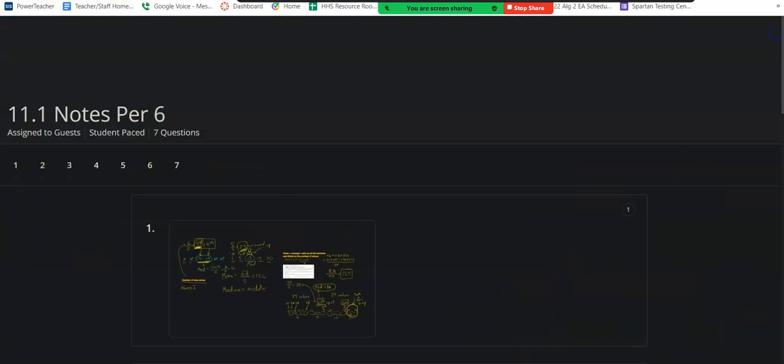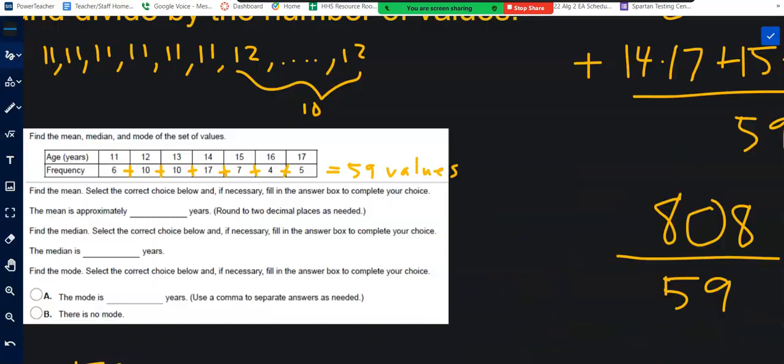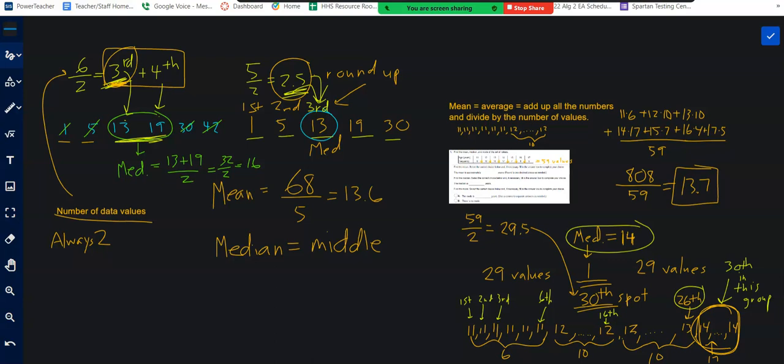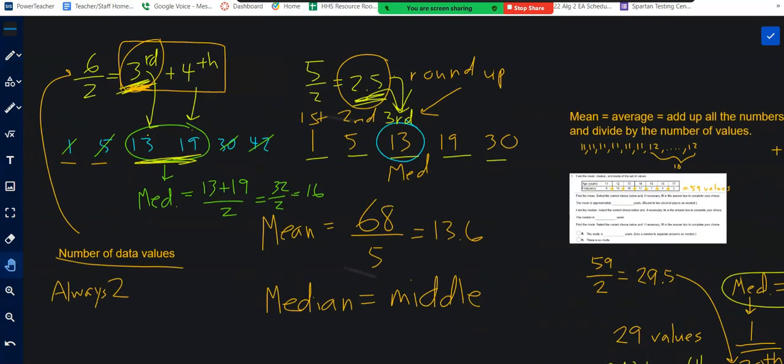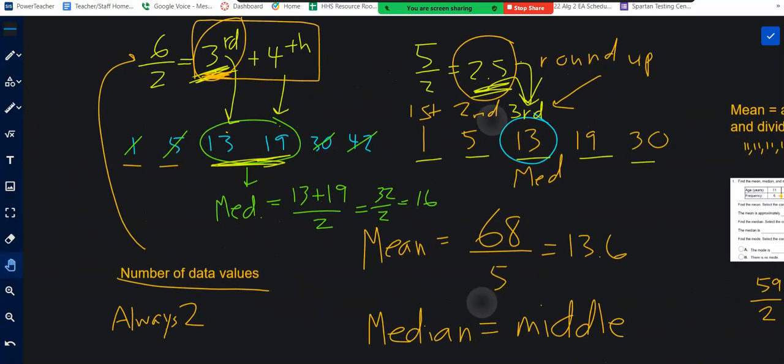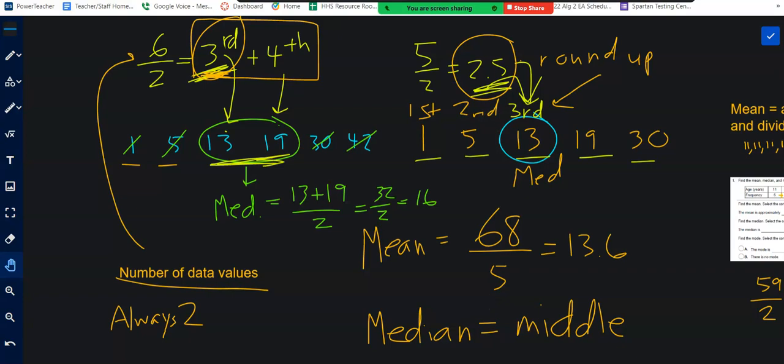All right, section 11.1 notes. On the right side of the screen, you'll actually see the work for question 1, plus extra stuff that I wanted to teach kids. But I'm going to start out with just a smaller group of data values, okay? Take a look at this.